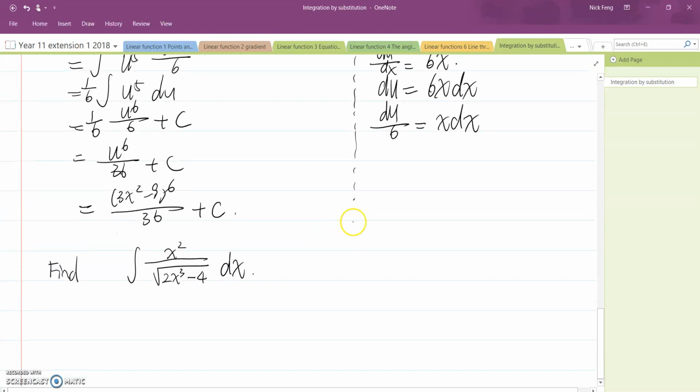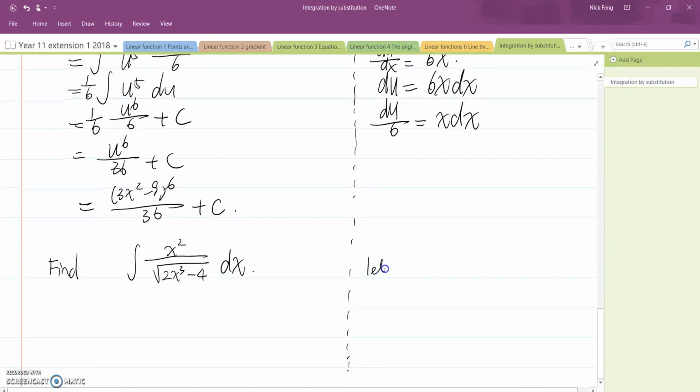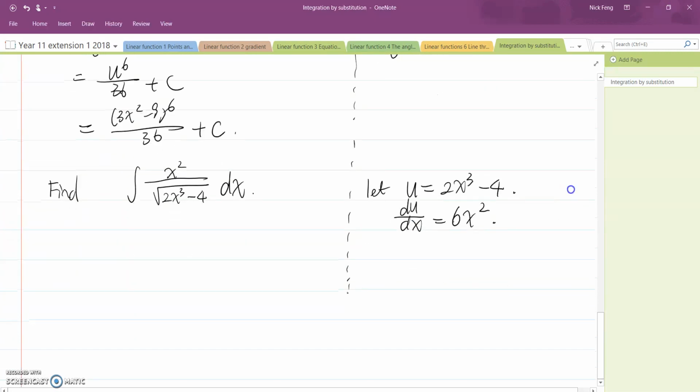So in this case, we will let u equal 2x cubed minus 4. And as usual, we find the derivative, which is 6x squared, and du equals 6x squared dx. And remember, we don't have 6x squared, we only have x squared. So you make up the substitution exactly the same in the question.